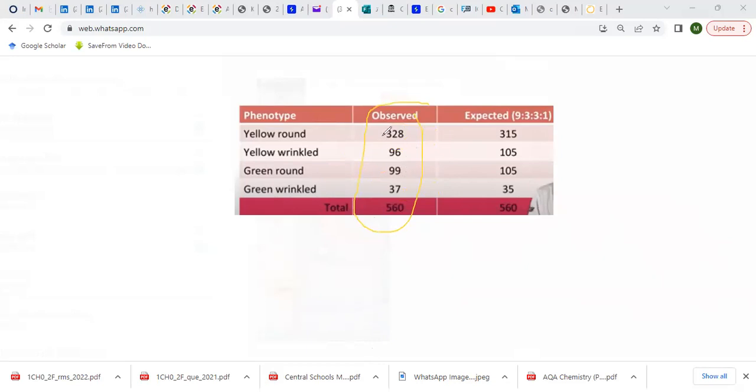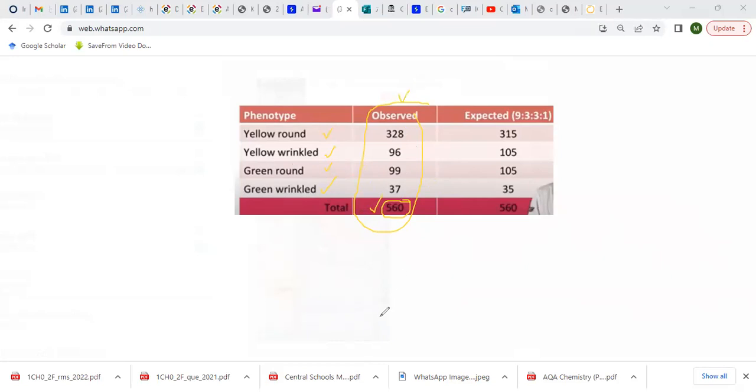Okay, so what you will do, they may not provide you this. They just provide you these 4 different kinds of expected results. Once you add them all together, you will get 560. This is your observed one.